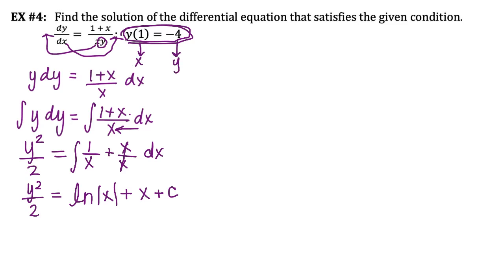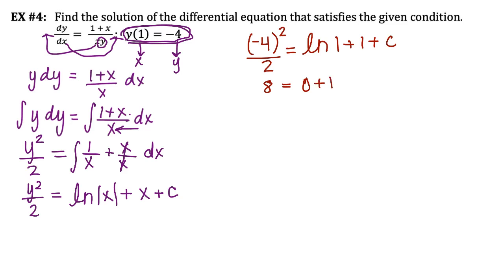So let's come over to the side and see if we can find c. We're going to have negative 4 all squared over 2 equals natural log of the absolute value of 1, which is 1, plus 1 plus c. So that's going to give us 16 over 2, which is 8, equals 0 plus 1 plus c. So it looks like c is going to be 7.